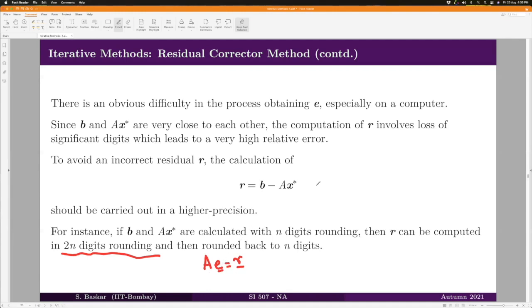So again, I will summarize. Assume that you obtained x star using n-digit rounding. Then use 2n-digit rounding in calculating r, and also in the calculation of the solution of this system AE is equal to r. Then only you will have a reliable value for the mathematical error E.